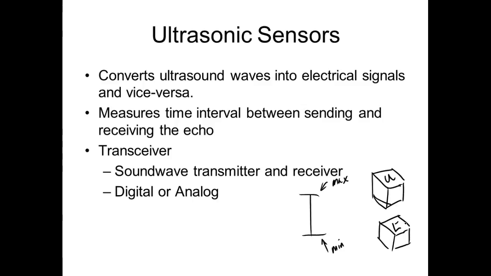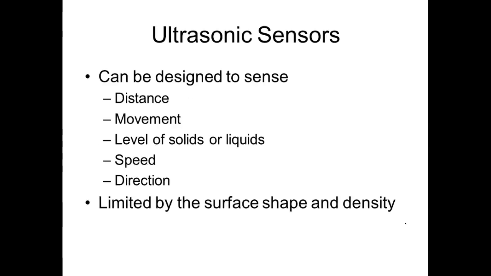Even though the sensing head itself is analog, we've converted it to digital inside the sensor itself. Are we okay? It can be designed to sense distance, movement, level of solids, speed, direction, limited by the surface shape and the density. The problem with reflected sound is that we have what we call soundproof rooms. If you go into a soundproof room, it's got stuff that completely does what? Absorb sound waves.